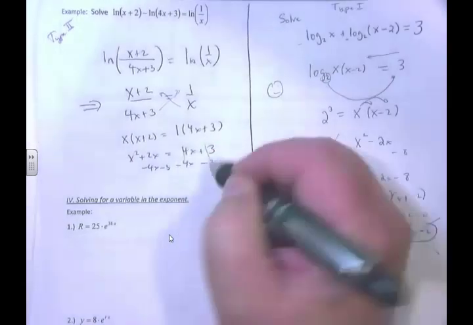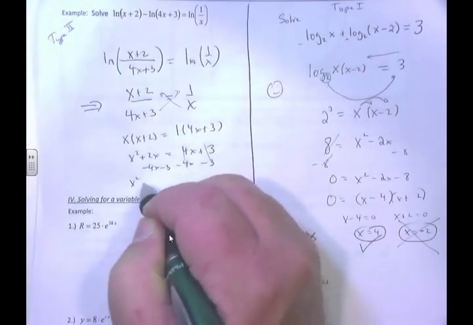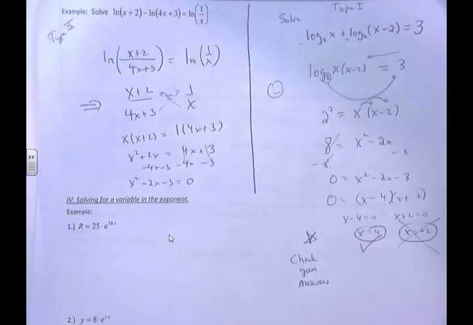Okay, so this cancels. So I get x squared, 2x minus 4x is a minus 2x minus 3 equals 0. It is going to factor, or you're going to have to use the quadratic formula. Does this thing factor?